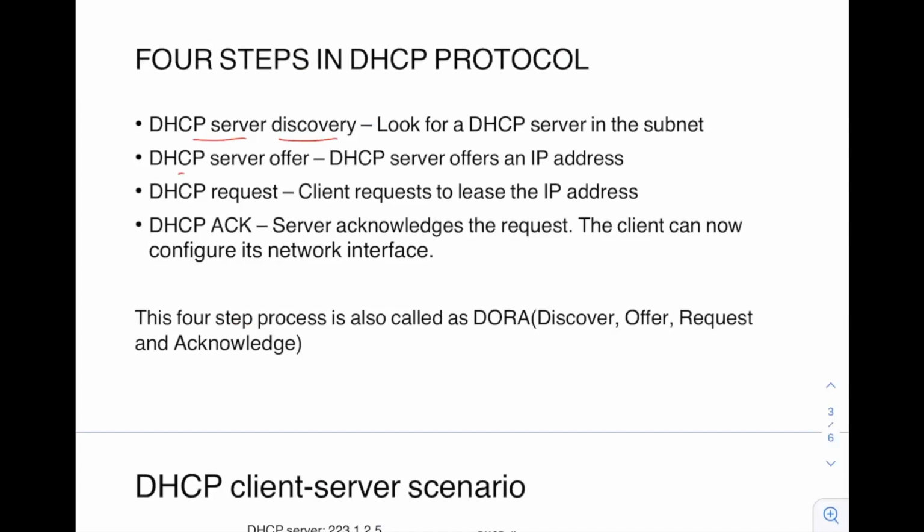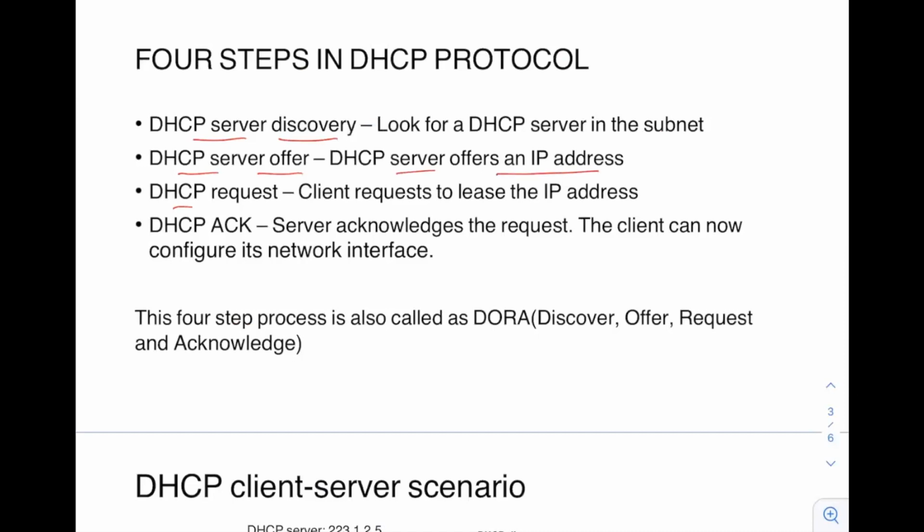Second is the DHCP server offer. Once the client has discovered that this host is the DHCP server, the DHCP server will make an offer to the client that this is the IP address you can assign to yourself. So that's the second step. The DHCP server offers an IP address to the client.